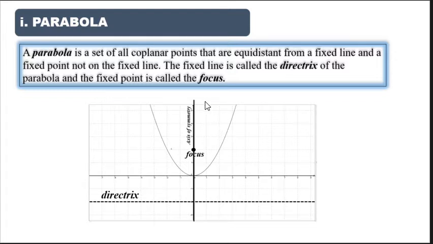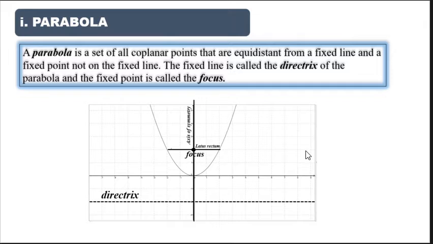The chord that passes through the focus and perpendicular to the axis of symmetry is called the latus rectum. So that is the line. It passes through the focus and it must be parallel to the directrix and perpendicular to the axis of symmetry.